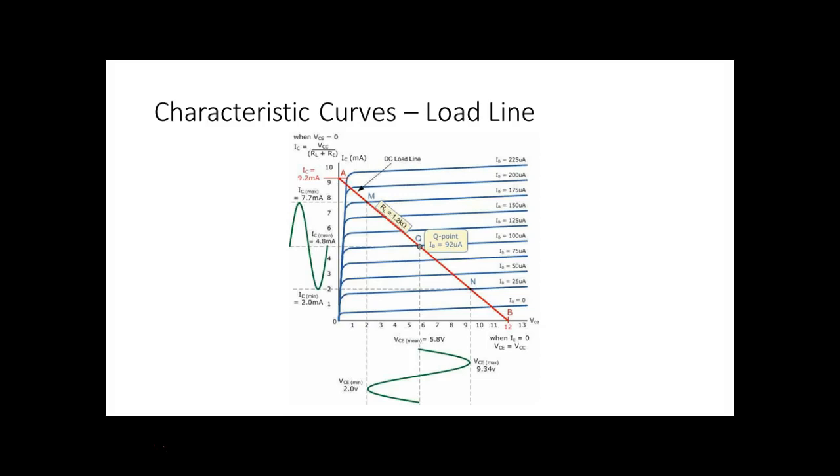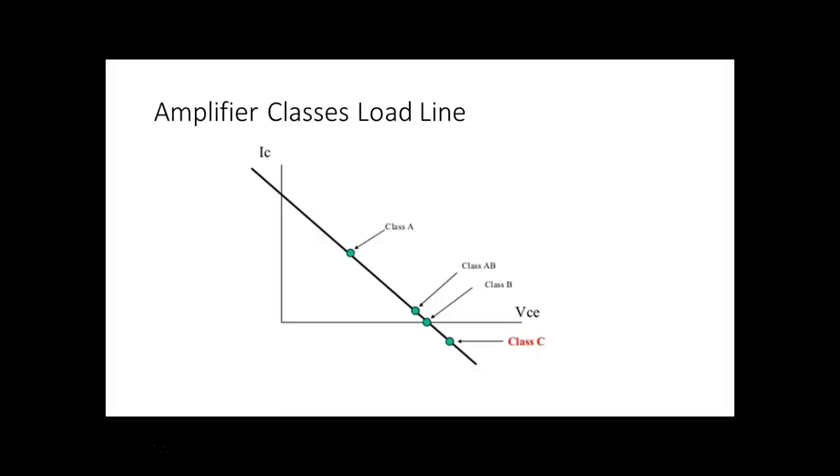Now notice class B is here. So class B is biased in cutoff. And then the input signal does what? Class C is biased down here. So class C, if it's a PNP transistor, we'd actually make the base a little bit negative. And then your input signal has to override the negative before it turns it on. And that's what they're showing you.